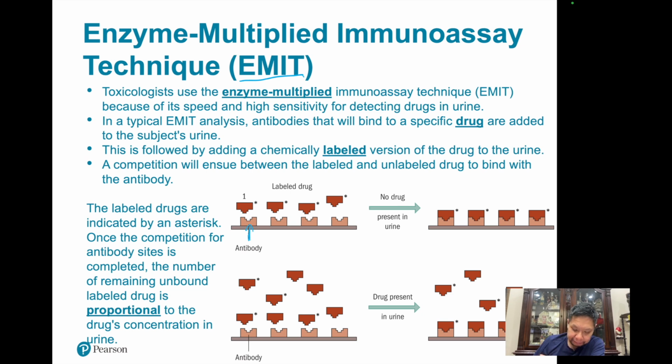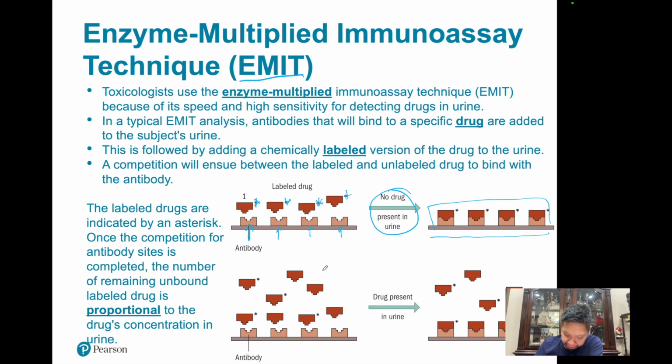And then we'll actually flood the antibodies with a labeled drug, a drug molecule that we've labeled so that we know that this is our standard. A labeled drug molecule. And so if there's no drugs present in the urine, all of our antibodies will have labeled drugs on them. They'll all have this little asterisk that we know is what we provided.